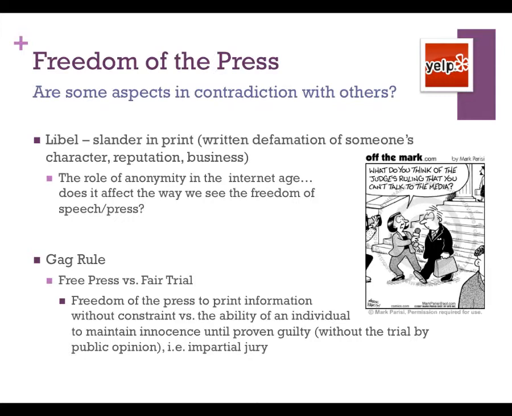Another big issue when it comes to the press is the media coverage of criminal trials, for example. As you know, the Sixth Amendment guarantees the right to a free trial. And the First Amendment guarantees freedom of the press. Jurors are supposed to remain impartial, right? And they're supposed to just rely on the evidence introduced in court. But if they're going to read the paper or watch something on TV that talks about the trial, let's say it's a big trial, something kind of famous, they could be super influenced by that, right?